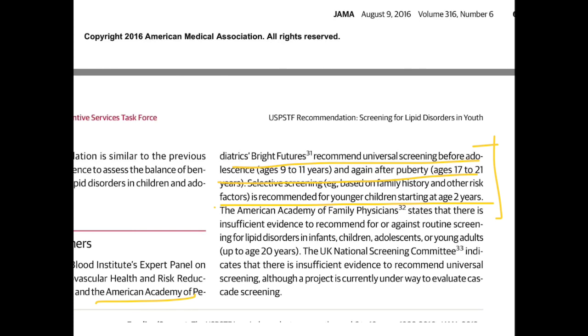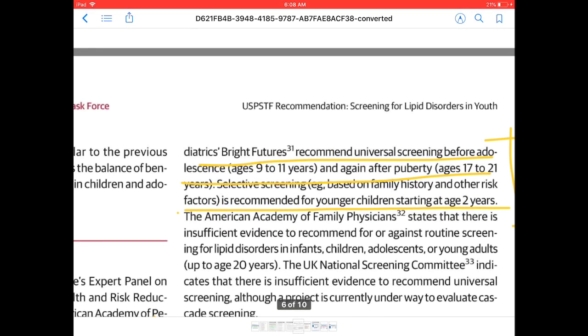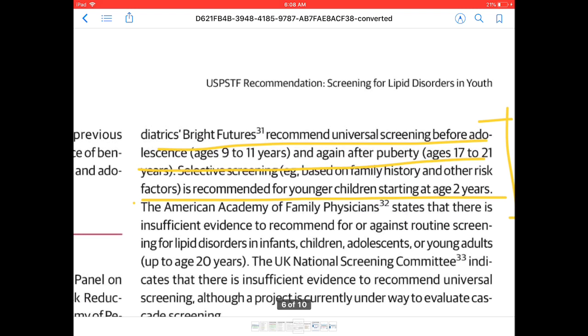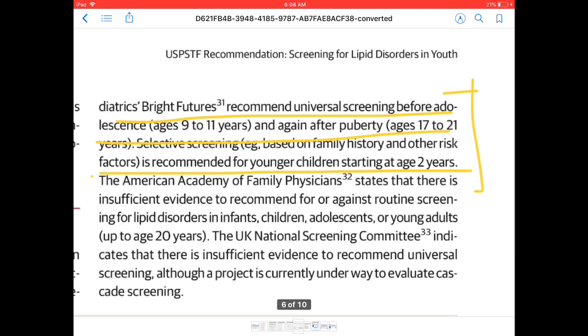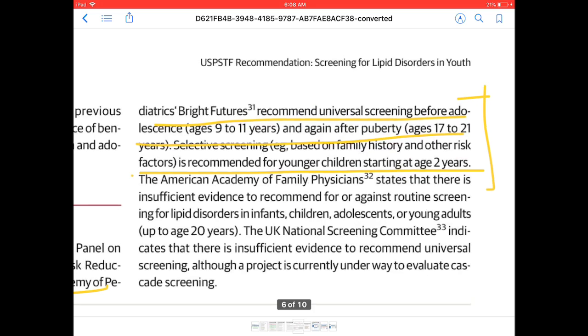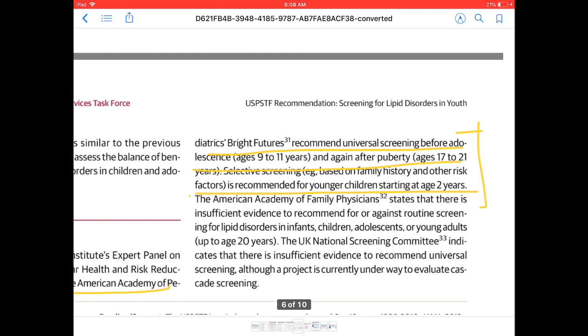However, you do not want to screen anyone between ages 12 to 16 because they might have a deranged lipid profile, and it's absolutely physiological for them to have so during puberty, and you do not want to follow it up further. Now let's look at the guidelines for adults.